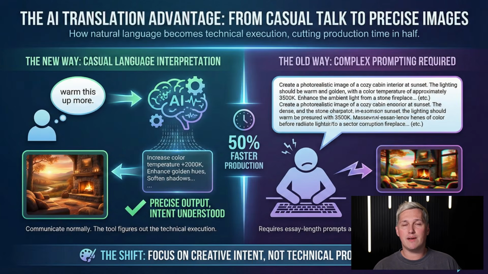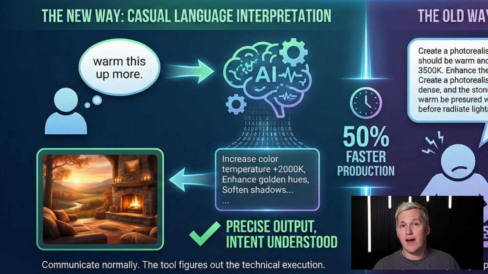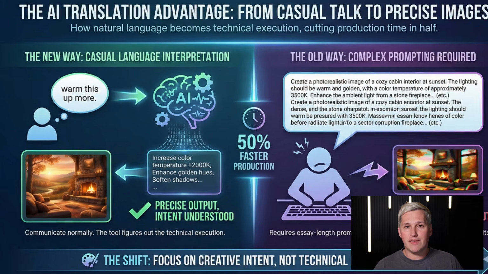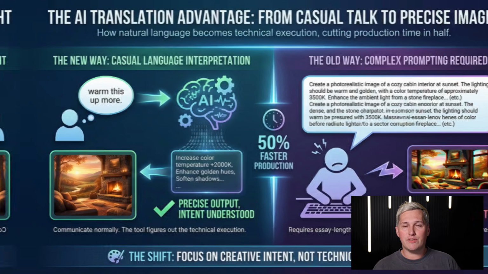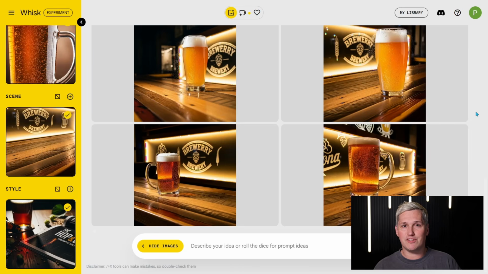Most people never realize this part. The tool also interprets casual language and translates it into precise image instructions automatically. When you say something simple like "warm this up more," the system understands your intent and adjusts the output accordingly. You do not need advanced prompting skills. You just communicate normally, and the tool figures out the technical execution. This cuts your production time in half compared to platforms where you need to write essay-length prompts just to get usable results. Stay with me, because this next piece is huge.